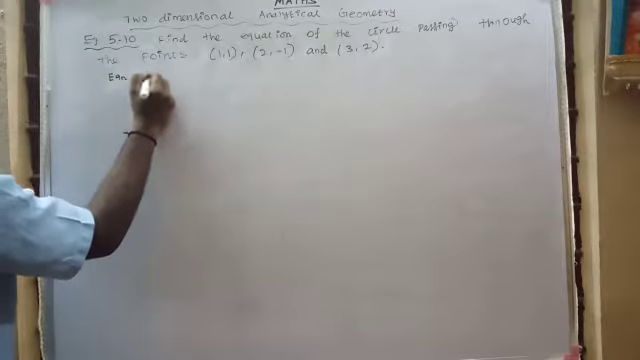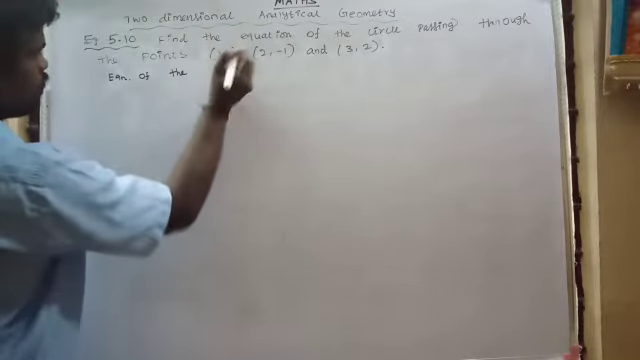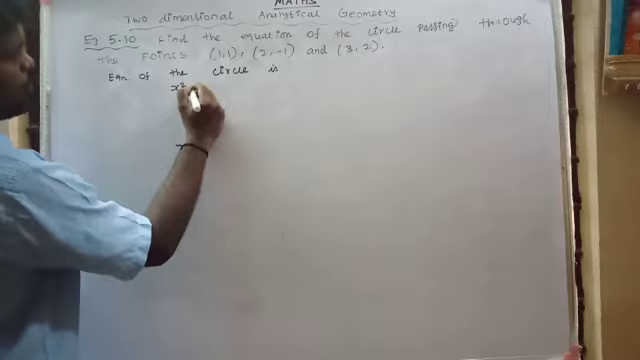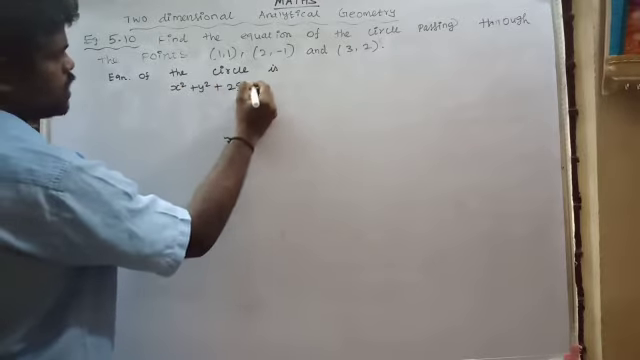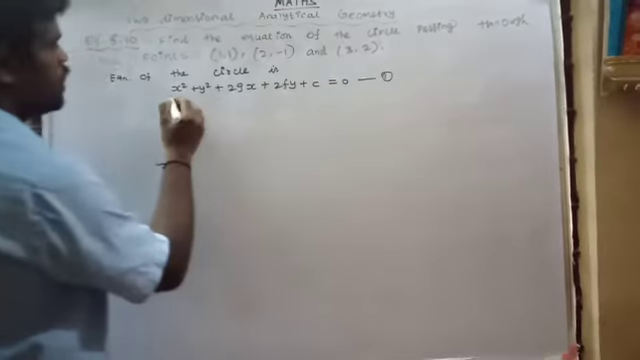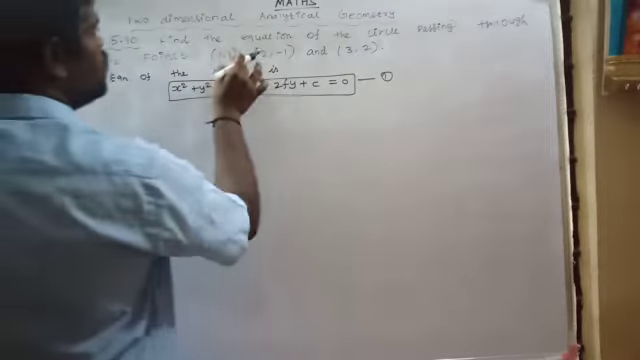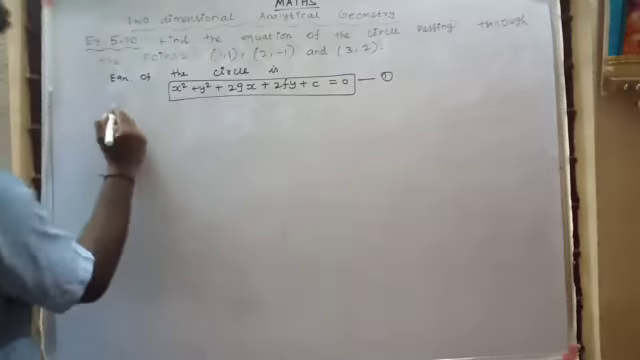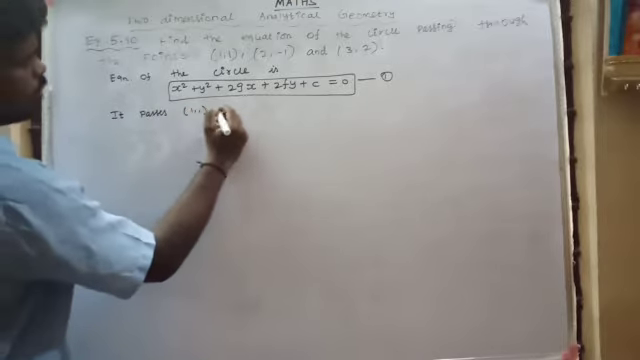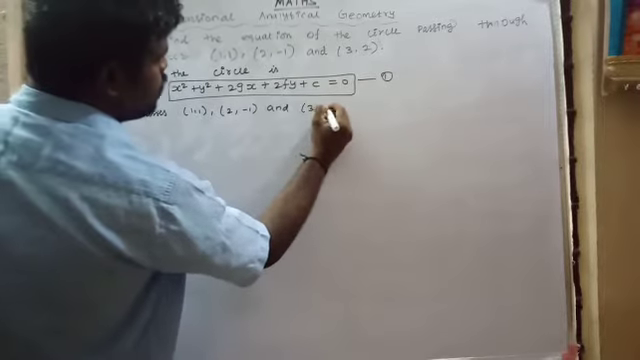Equation of the circle. The equation of the circle is x squared plus y squared plus 2gx plus 2fy plus c equal to 0. This is equation number 1. Okay, right. The circle passes through (1, 1), (2, -1) and (3, 2).